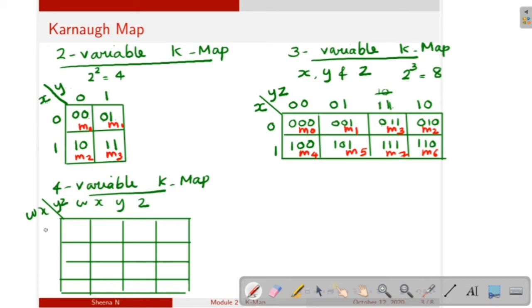Okay, 2 variables, so here we have 4 combinations: 00, 01. Here also we write 11 then 10, because the adjacent cells may differ in 1 bit only. So here it is 11, 10. Okay, here also we have 4 columns. So YZ is the variable, so it has 4 combinations, that is 00, 01. Here also we write first 11 then 10. So this column represents 0000. Here it is 0001. Here it is 0011. Then 0010.